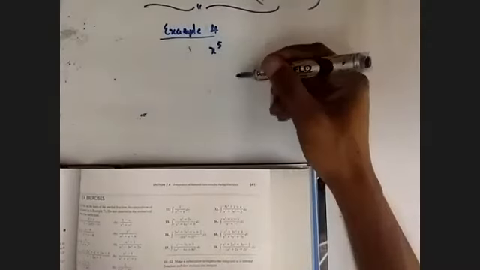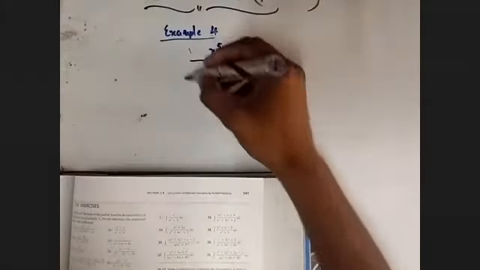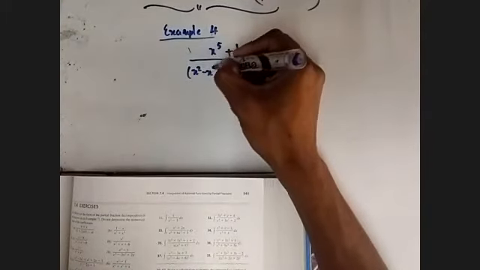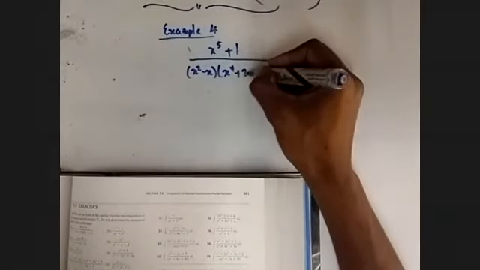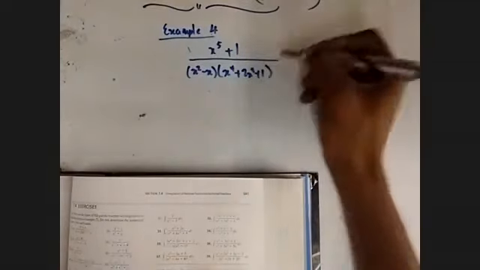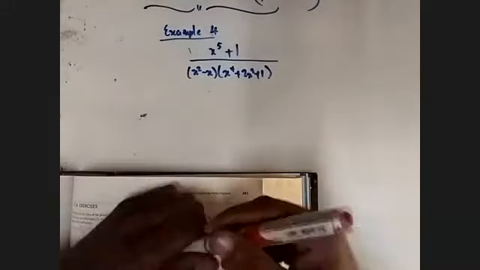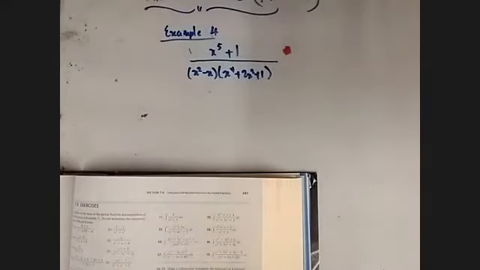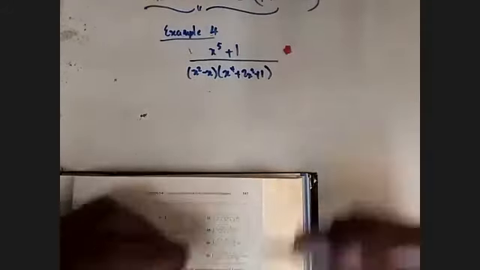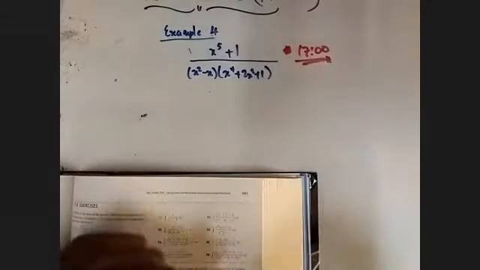x to the 5th plus 1, all over x squared minus x to the 4th plus 2x squared plus 1. Okay, so please do this one and submit it there by WhatsApp. Please submit it today before 5. Okay, I'll accept it until then.